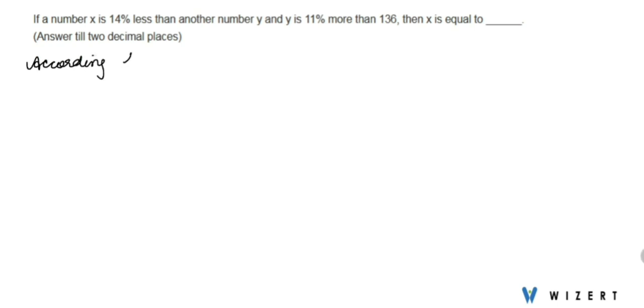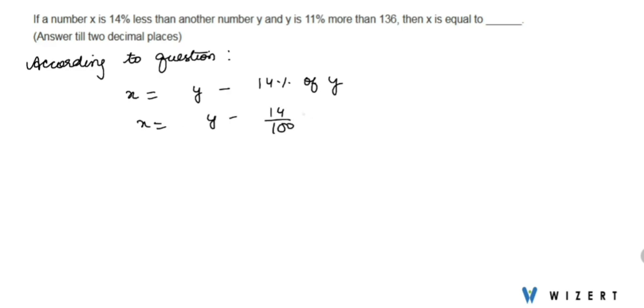So we can write according to the question that this number x is 14% less than another number y. So 14% less than y. From here, if we simplify this, we will get the relation of x and y as x is equal to 86y by 100. Let this be the first equation.